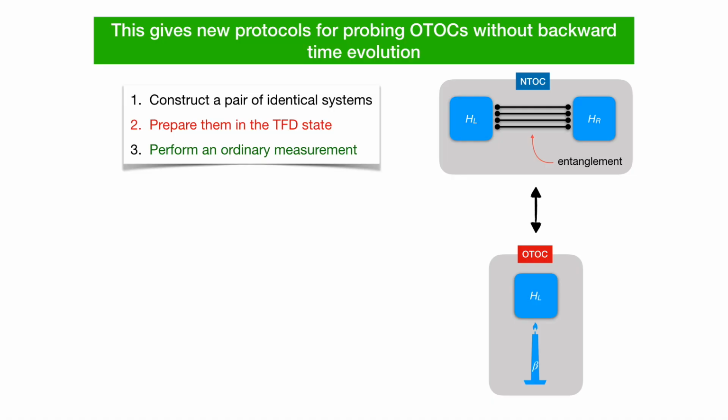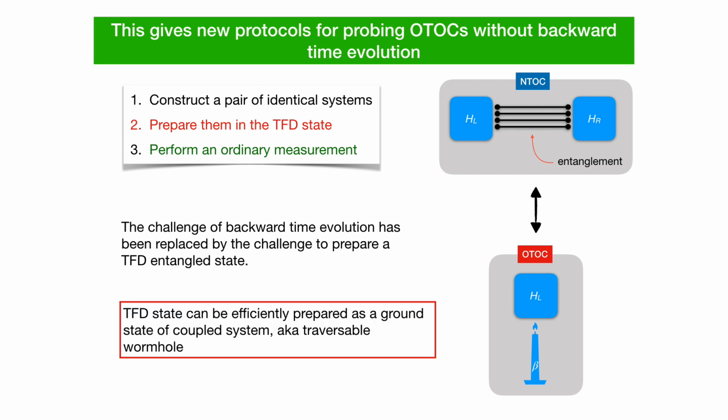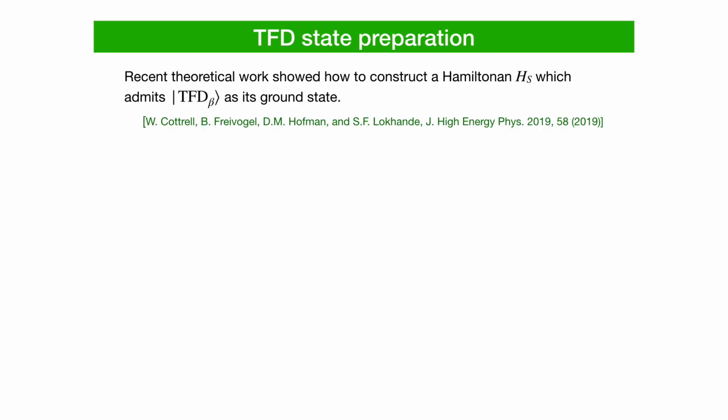And the protocol looks something like this. You construct a pair of identical systems, prepare them in the TFD state, and then perform an ordinary causal measurement. In pictures, it looks like this. The challenge of backward time evolution has been replaced by the challenge to prepare this TFD entangled state. But as we've heard, this can be prepared efficiently by coupling two identical subsystems in a specific way and then cooling them down to the ground state.